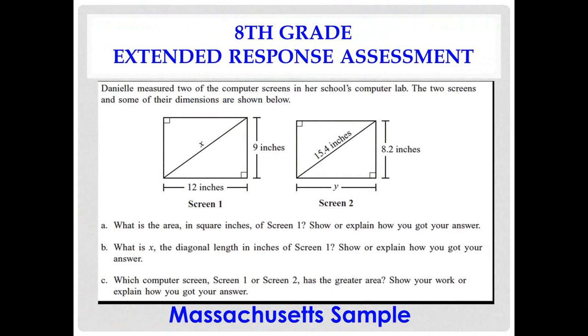For the 8th grade extended response assessment item is, Danielle measured 2 of the computer screens in her school's computer lab. The 2 screens and some of their dimensions are shown below. So if you're looking, just review. Part A says, what is the area in square inches of screen 1? Show or explain how you got your answer. Part B, what is X, the diagonal length in inches of screen 1? Show or explain how you got your answer. And which computer screen, 1 or screen 2, has the greater area? Show your work or explain how you got your answer.